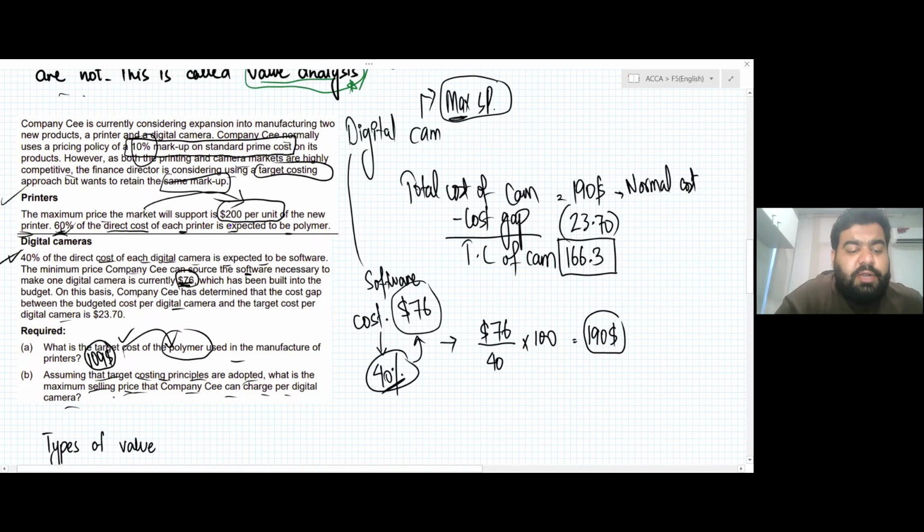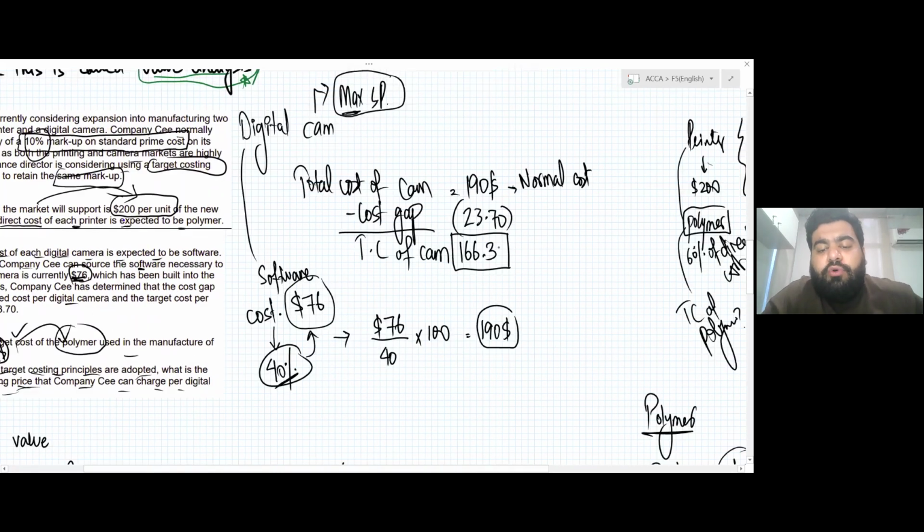But he's not asking for the target cost. He's asking for the maximum selling price the company can charge. So what you can do is take this target cost and add the profit in it to get the proper selling price the market will accept. You know that a 10% markup is there.